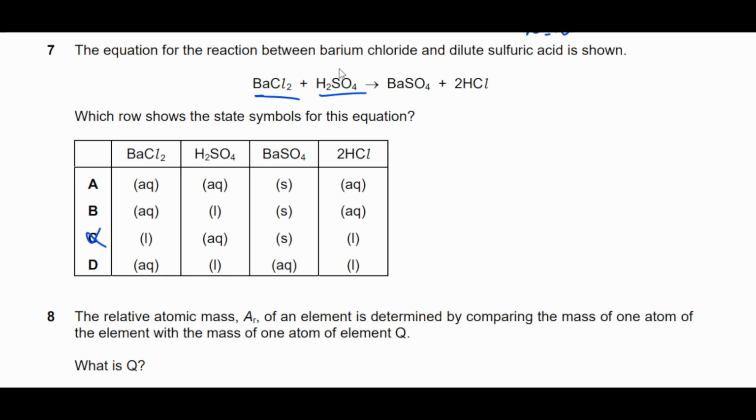Secondly, we also know that hydrochloric acid, dilute sulfuric acid, right, is dilute sulfuric acid, so that means you add water to it, that means it's aqueous. So therefore D and B is wrong. The only answer left is A. But if you didn't know that sulfuric acid needs to be aqueous form, you can also know because barium sulfate is a solid, right? It's insoluble. Therefore the answer has to be A. Okay.